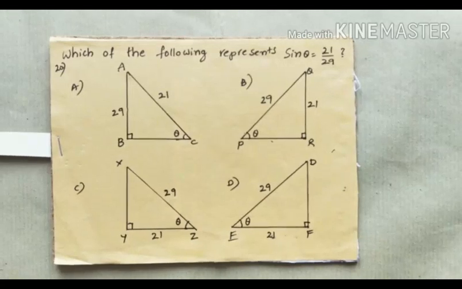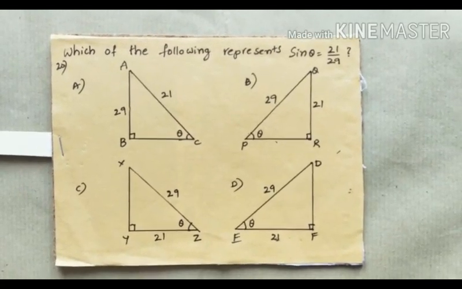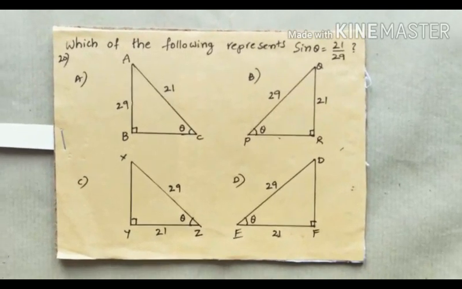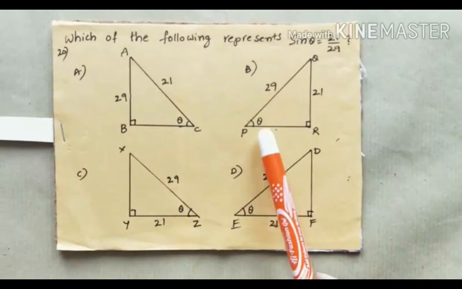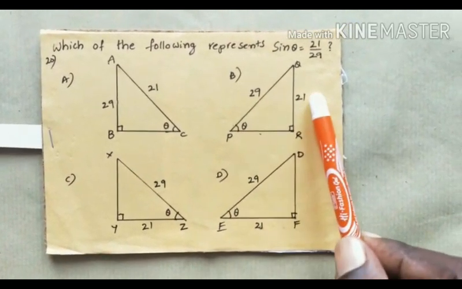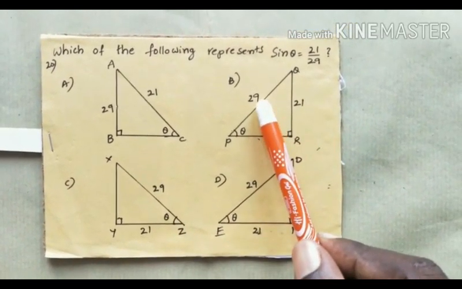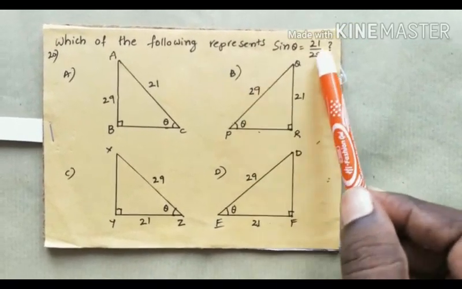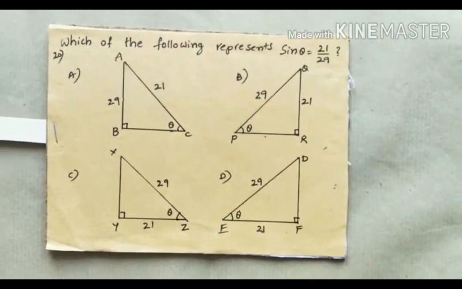20th question answer. Which of the following represents sin theta equals 21 by 29? We know the formula: sin theta equals opposite side by hypotenuse. So opposite to theta is 21 and hypotenuse is 29. Therefore, sin theta equals 21 by 29. This is option B, the correct option.